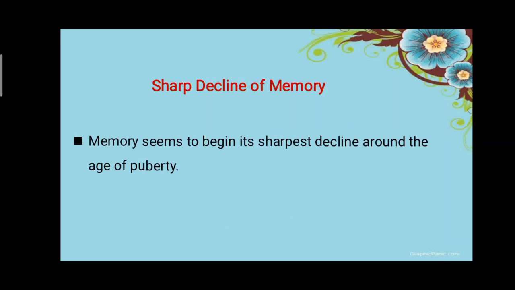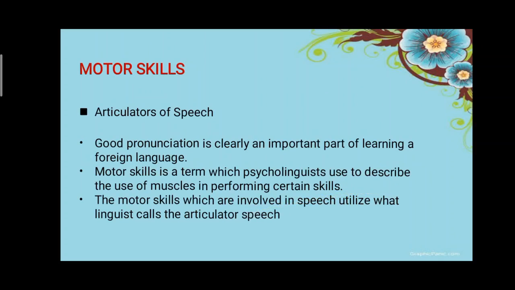And next, motor skills: articulation of speech. Good pronunciation is clearly an important part of learning a foreign language. Why? It is very interesting, because if pronunciation is not good or is bad, I think other people cannot understand well what they say, because in English pronunciation and written words are very different. So be careful in pronunciation. I mean, have good pronunciation, because it is very important in learning a foreign language.